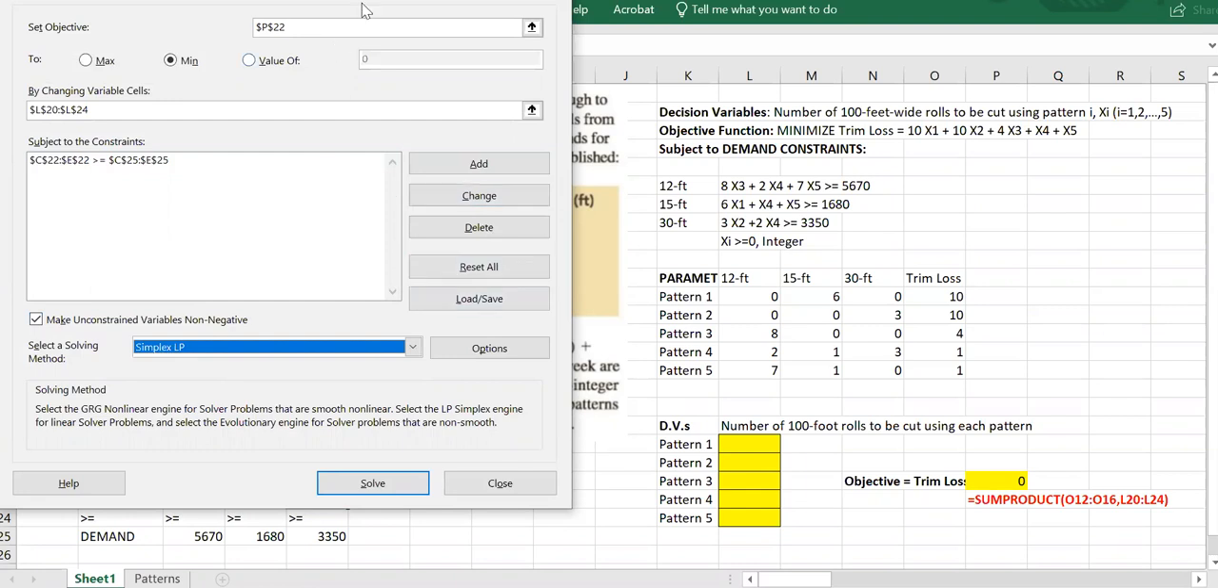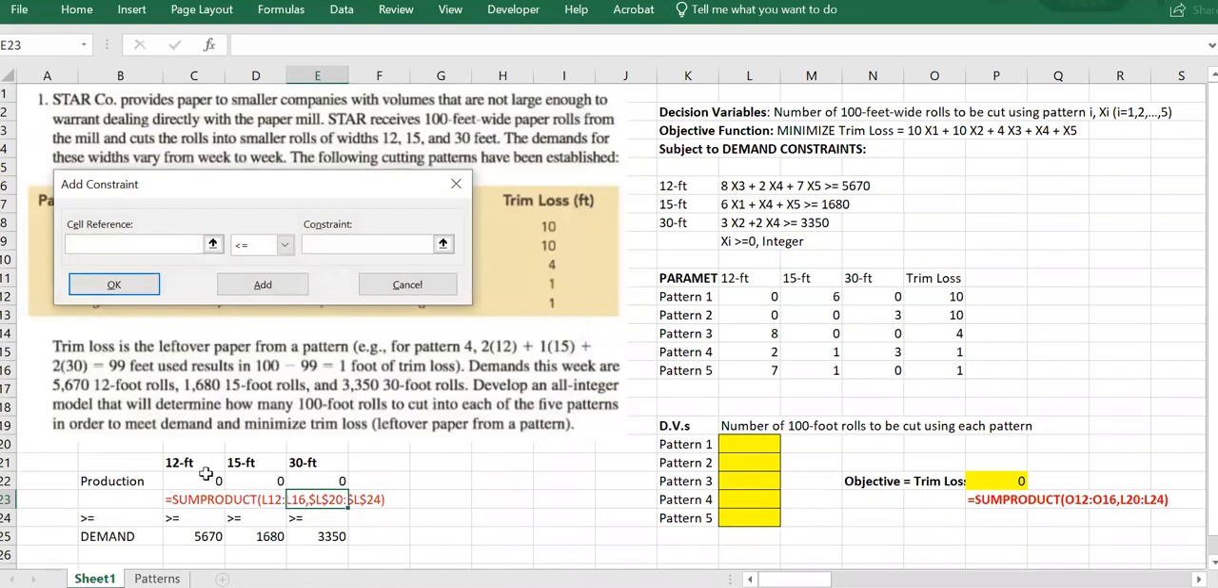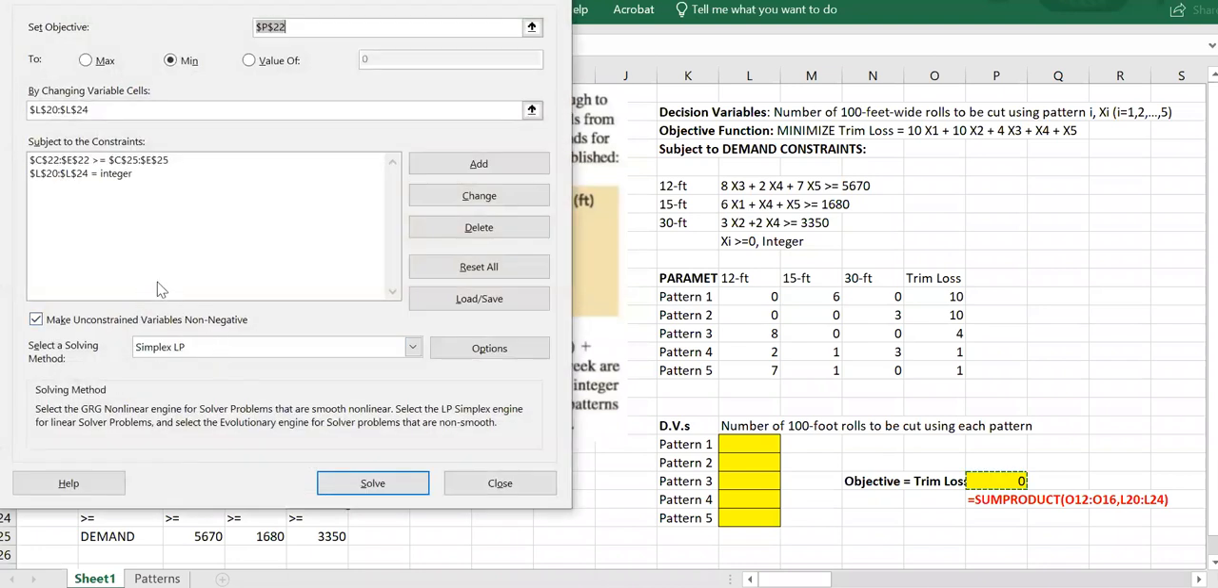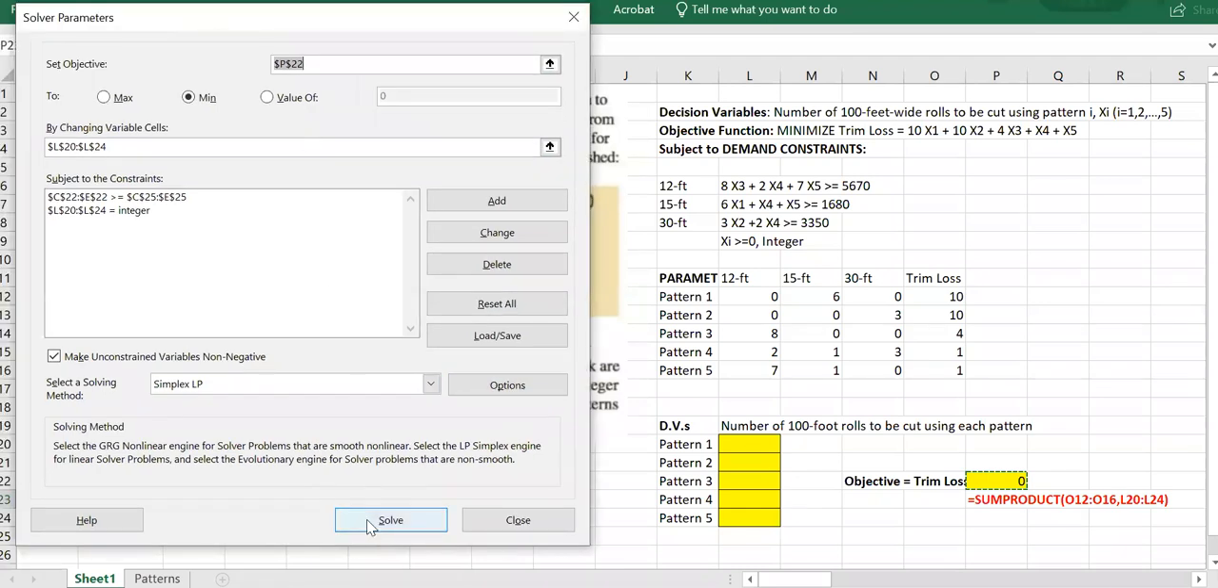There's one more thing. The way we defined it, we said the xi's cannot be negative, plus they have to be integer. So I'm going to add another constraint, and I'm going to define all these 5 decision variables to take integer values. I'm going to enforce that as a constraint here. So all is good. Our setup is now ready. We can go ahead and solve it.